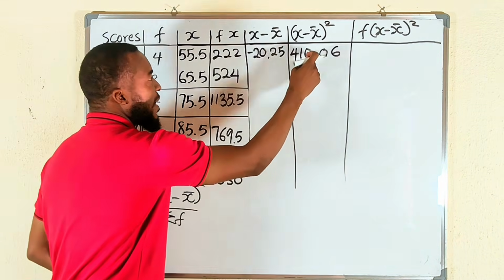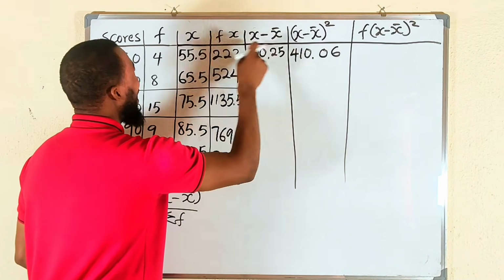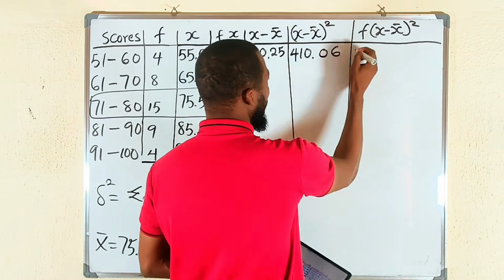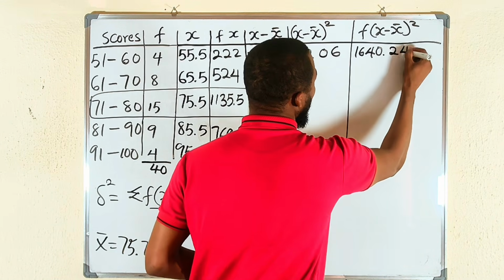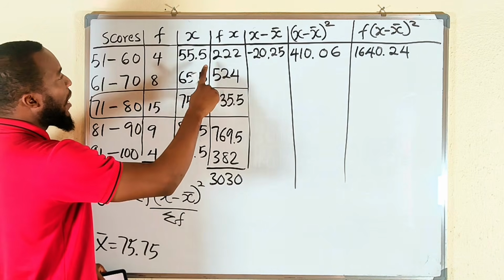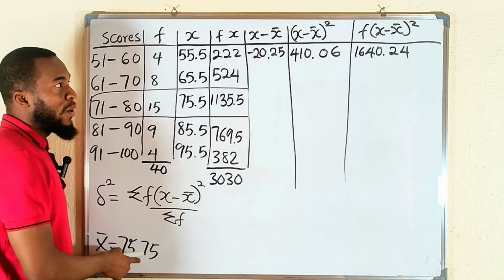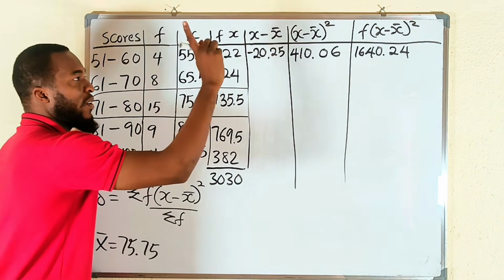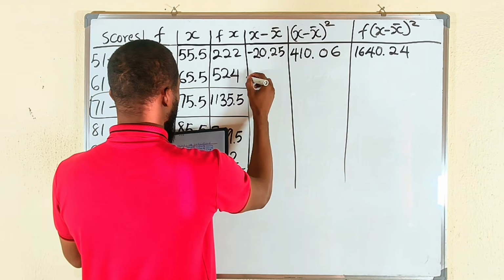Then you take this number again, because we are going to get the whole of f of this one. So this times f. 4 times this number is going to give us 1640.24 in 2 decimal places. We are done with the first one. Take the second one. This one, 65.5, you subtract this one. Whatever you get, you write it here. Square that, write it here. Take it and multiply by the frequency. Write it there. So let me just copy all of them for you, because I have them here.